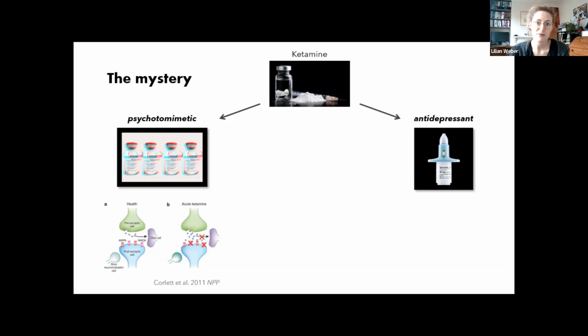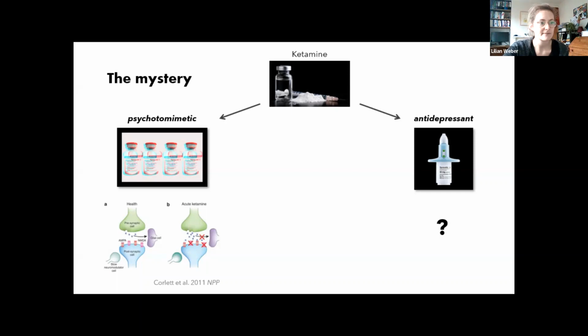On the other hand, if you give the same dose of ketamine to patients with depression, in particular treatment-resistant depression, then they report feeling better within hours after taking that drug. So it's also known as a rapid-acting antidepressant in psychiatry, and the mechanisms that underlie these effects are much less established, and there's a lot of open questions surrounding this.